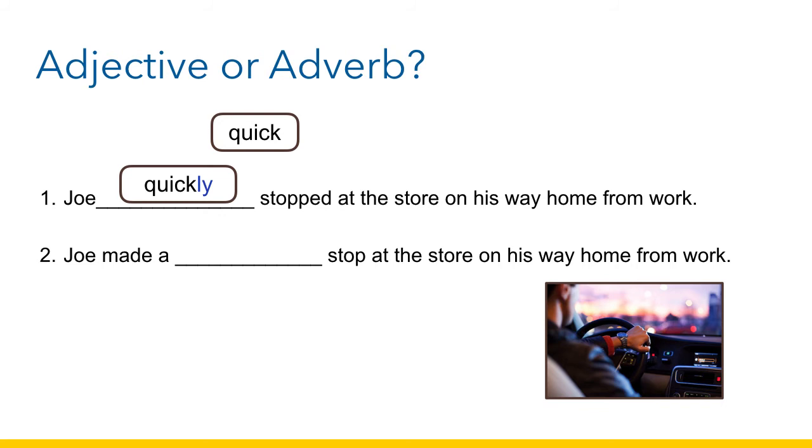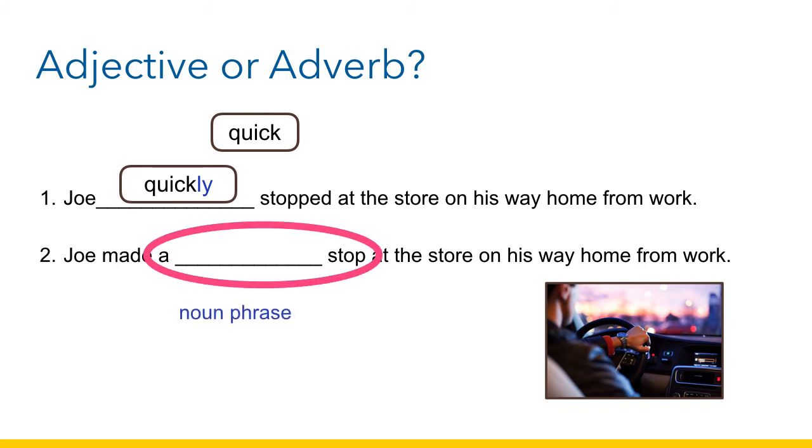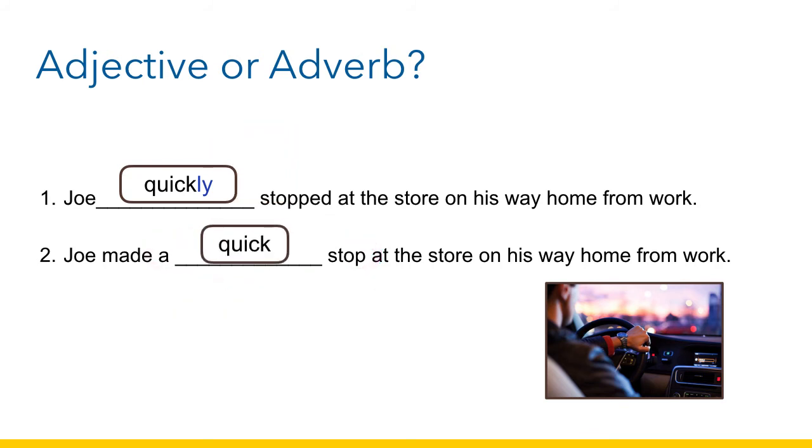For number 2, you see made, which is a verb, followed by a noun phrase, a stop. Here, since we have a noun, we need an adjective. So Joe made a quick stop at the store on his way home from work.